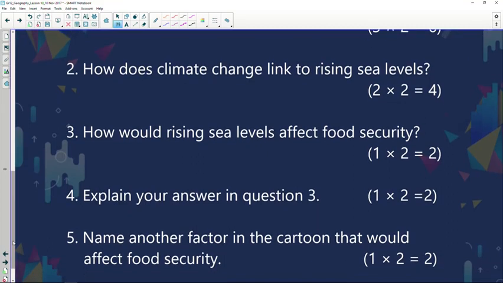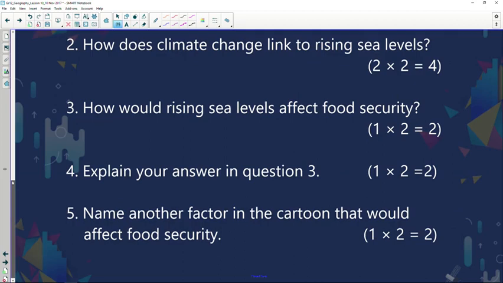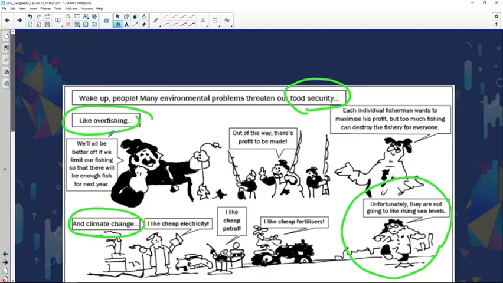Explain your answer in question 3. Just did that. So obviously if you look at question 3, it will have a negative effect on food security, and I've explained it because there's going to be less arable land. Name another factor in the cartoon that will affect food security, and if we go back to the cartoon, it is overfishing. So there needs to be quota systems on fishing, and we need to have licenses. We can't just decide to go and catch all the fish one at a time, because the fish need to reproduce. That means we can be more sustainable by having food in the future, especially fish stocks.